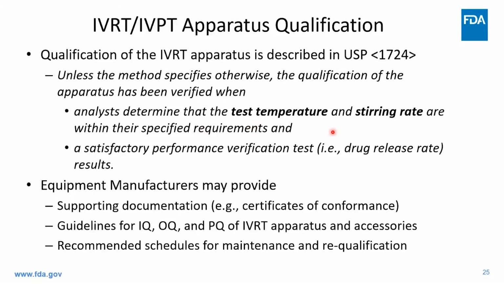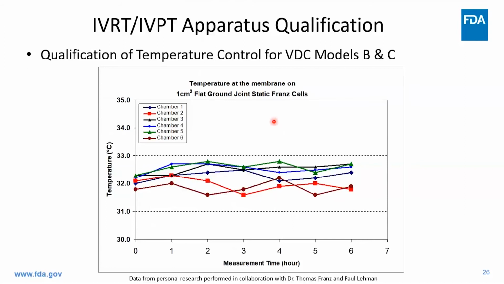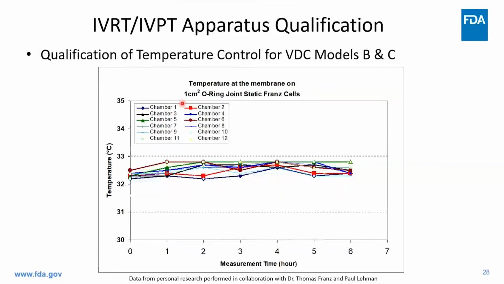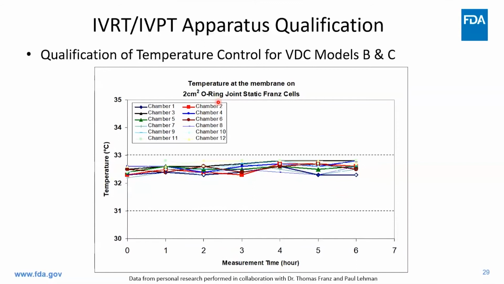So I'm going to talk a little bit about an example of what we had done with some vertical diffusion cells that we had. And we had different models of them. We had ones that were nominally 1 centimeter squared area that had a flat ground flange. And so we actually put a thermocouple probe under the membrane and then ran an IVRT for 6 hours and looked at how well the system was able to maintain temperature, and did the same thing for the 2 centimeter with the flat ground, the 1 centimeter with the O-ring, and a 2 centimeter with the O-ring. And here's some of the summary data for that.